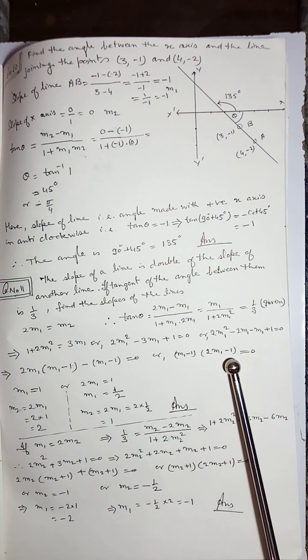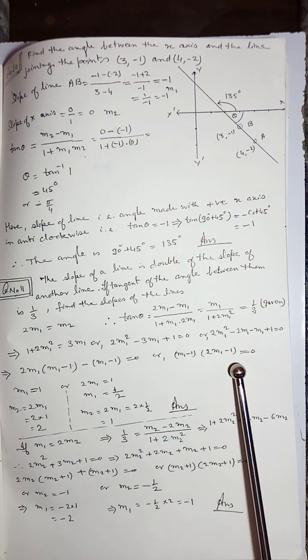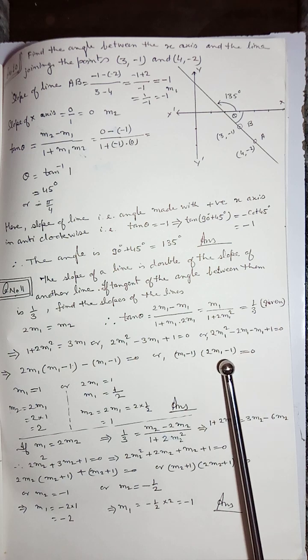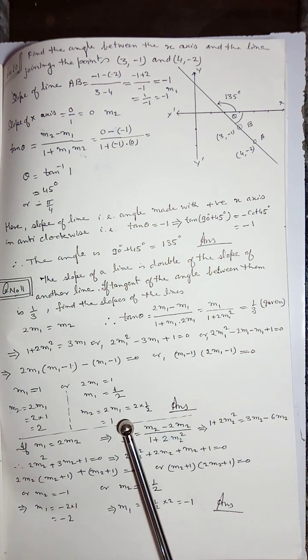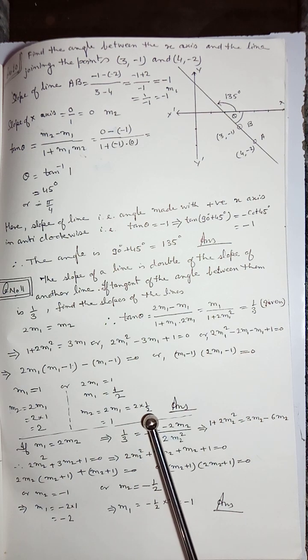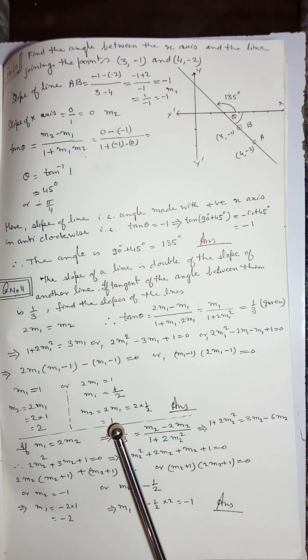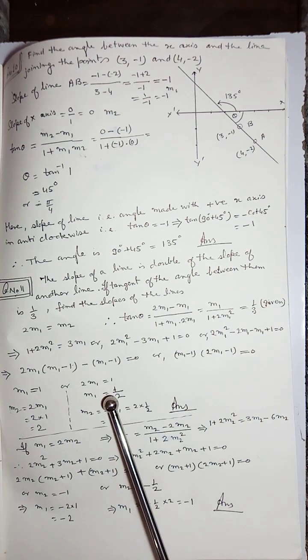See, solve this: what value of m1 will come? Equate it to 0 first. So m1 will be equal to 1/2. So here I have written 2 into 1/2. 2 and 2 will be cancelled and it will be 1. So m2 will be equal to 1 when m1 is equal to 1/2.